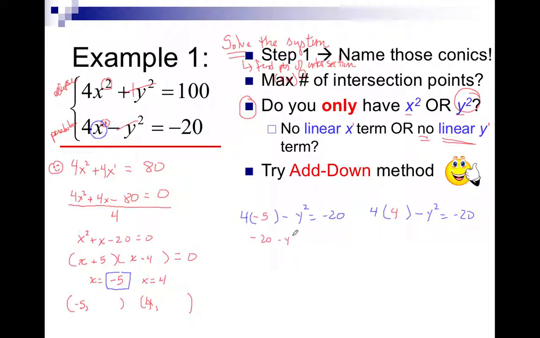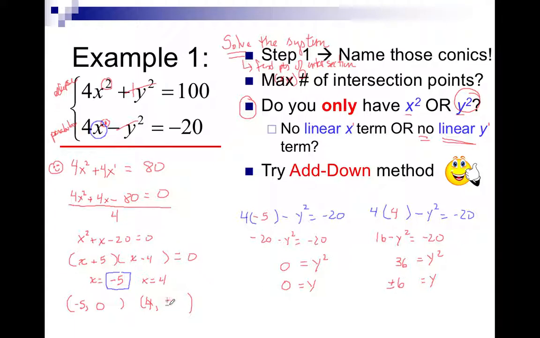What do I get here? -20 minus y squared is equal to -20. I think I'm going to move the y squared over here to make it positive. And I'm going to add 20 to both sides, meaning y is plus or minus 0, but that's just 0. So when x is -5, y is 0. How about when x is 4? Again, I'm going to move the y squared over to the right side, add 20, and shocker, I get 36. Y is not just equal to 6. Y is equal to plus or minus 6.